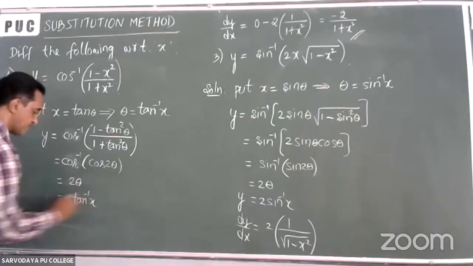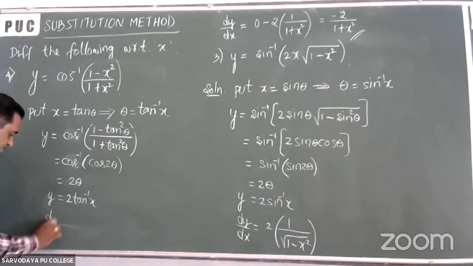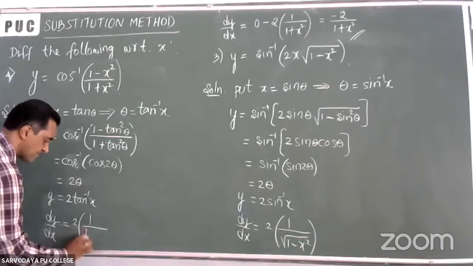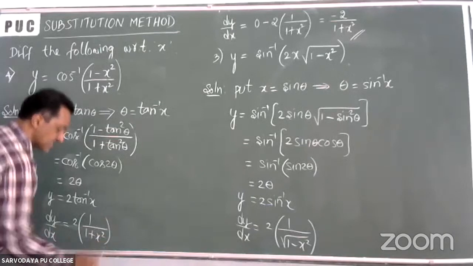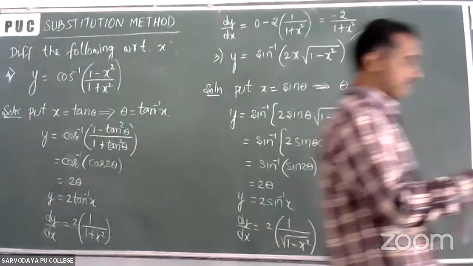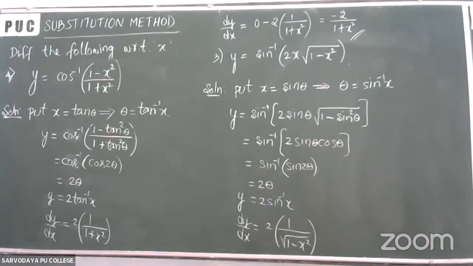y is now ready for differentiation. dy by dx is equal to 2 into 1 divided by 1 plus x square. See, if you know the formula, you can easily solve such type of problem within a few seconds. Okay.